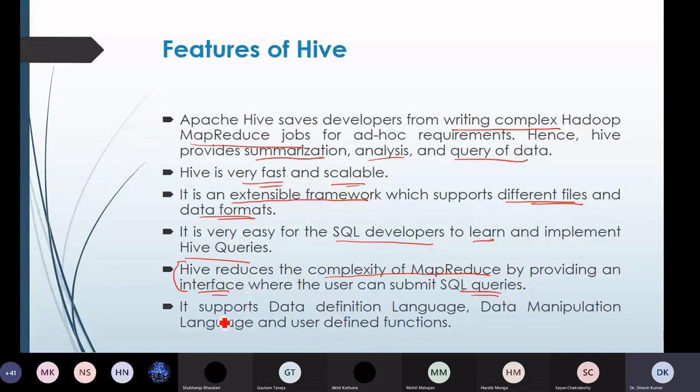Right? So it supports data definition language, data manipulation language, and user-defined functions. These are the various support systems of Hive, wherein we can have the data definition language, data manipulation language, as well as user-defined functions. So this point basically talks about the CRUD operations: create, read, update and delete operations which are there in SQL as well as MongoDB that we have studied, and Cassandra, in which we have also discussed these CRUD operations. So these are the various operations which Hive or HQL supports.